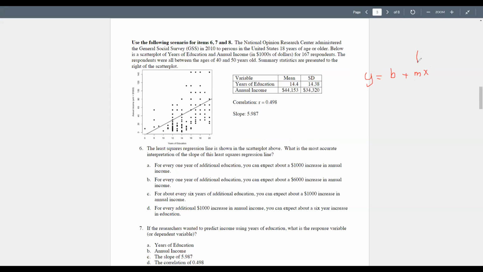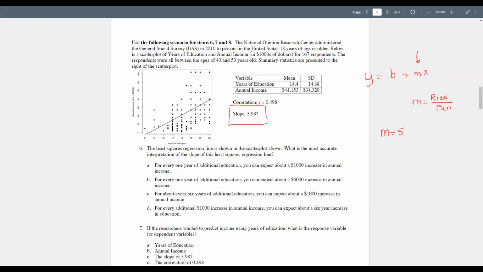The slope is the m, where m is the rise over run. Okay, it is the rise over run. So what I can do here, let's see. I'm sorry, the slope is already given to you right here. So the slope here, m, is 5,000.